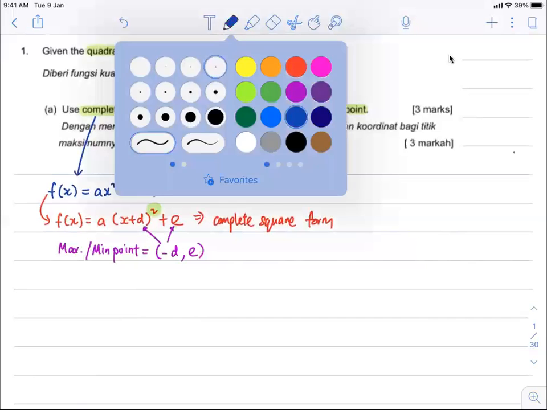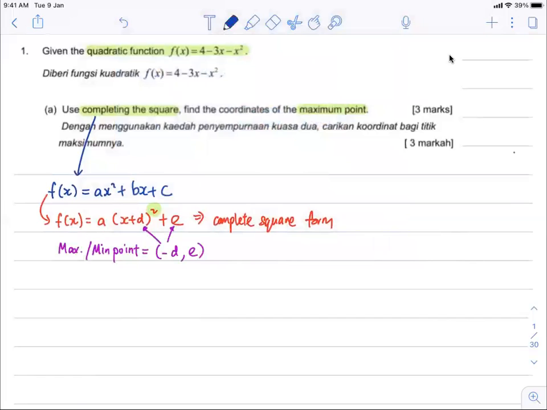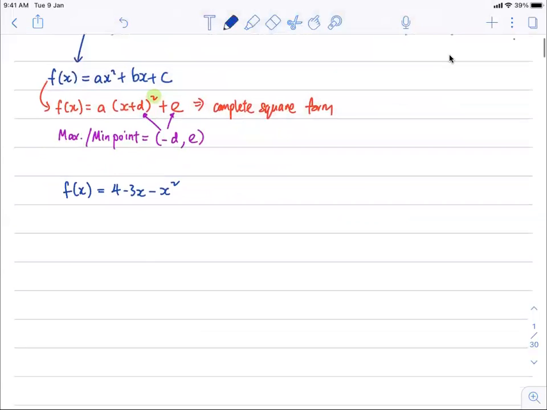So now let us apply this to our question. So given the equation f(x) equal to 4 minus 3x minus x squared, we can rearrange it into the ax squared plus bx plus c form like this. And then we can start our completing the square operation.